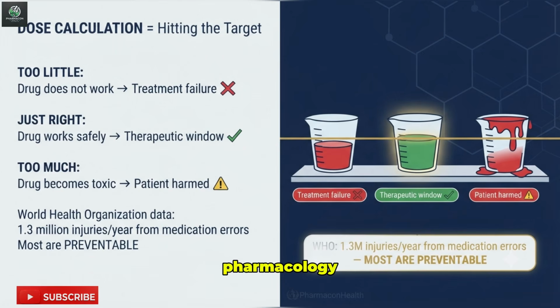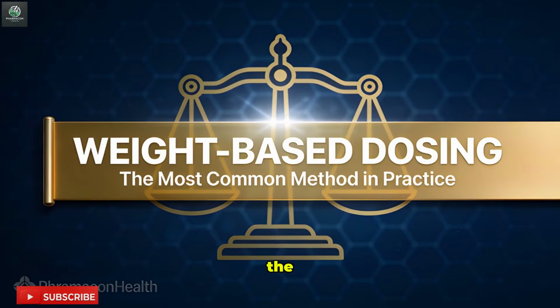In clinical pharmacology, underdosing causes treatment failure. Overdosing causes toxicity. Both are dangerous. Both are preventable with correct dose calculation. According to the World Health Organization, medication errors, including incorrect dosing, are responsible for approximately 1.3 million injuries per year in high-income countries alone. Most of these errors are preventable. Now let us learn the methods, starting with the simplest and most commonly used, weight-based dosing.